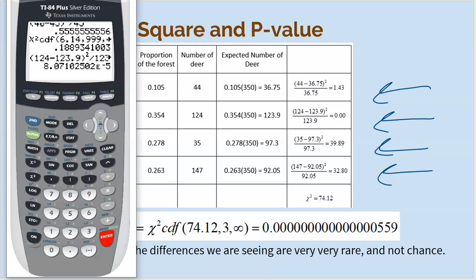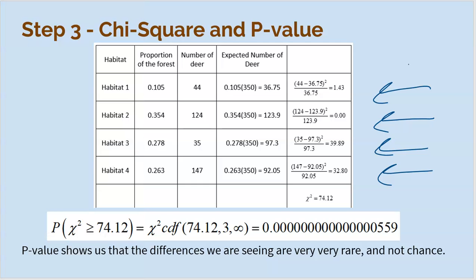But notice things take a drastic change. Habitat 3, 35 observed, 97.3 expected. Whoa, way far off, which produces a very big chi-squared component. So habitat 1 was pretty close, habitat 2 was really close, habitat 3 and 4 seem to be way off. And remember, it only takes one category to be off for all of the data to be inconsistent.